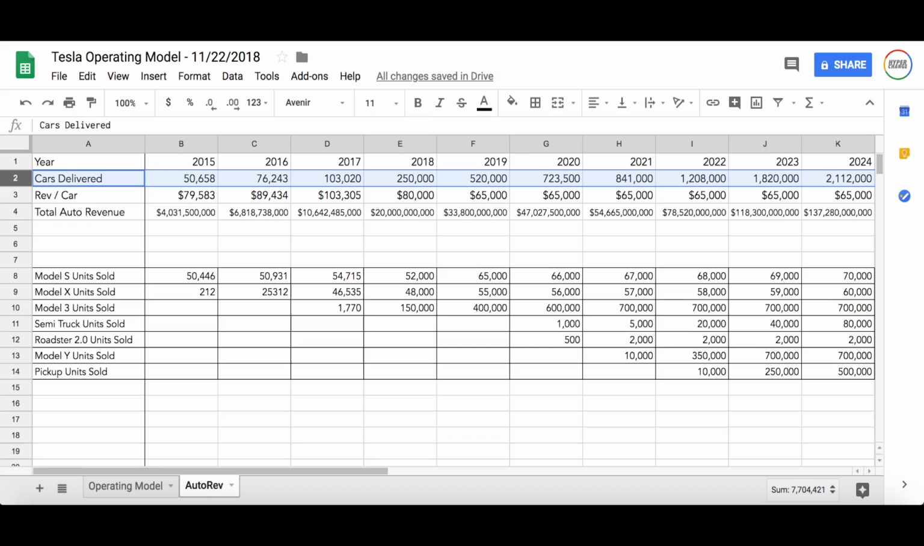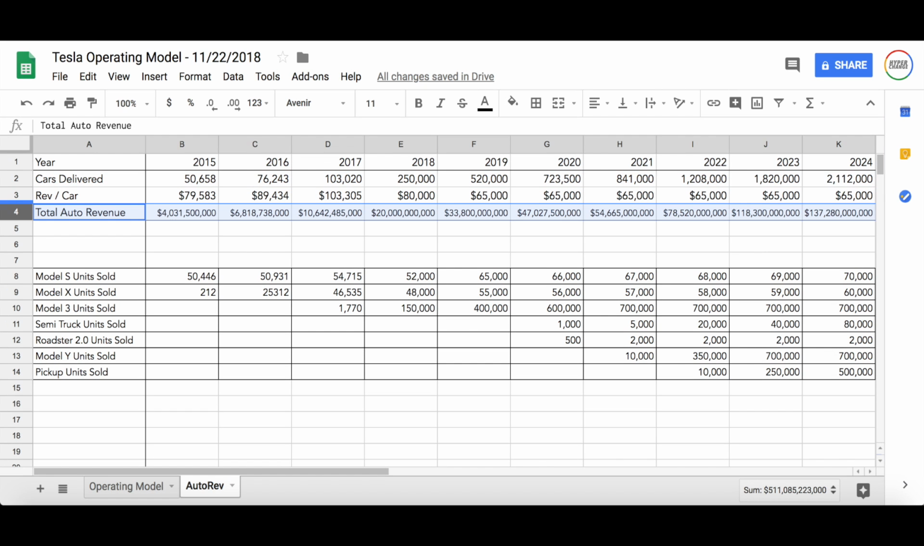Yeah, they were selling 100,000 cars a year in 2017. This year, they're more than doubling that to 250,000, then doubling it again next year per my estimates to 500. Like this is just growing so rapidly. Before we know it, I think Tesla's going to be delivering millions of cars per year.